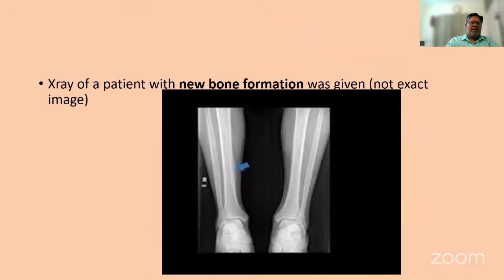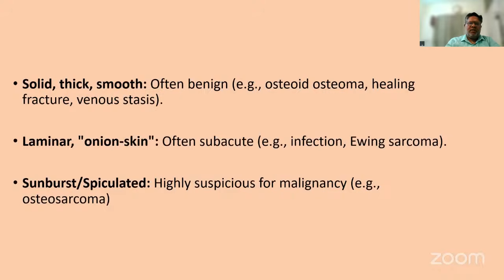This is the last question, in which an X-ray of a patient with new bone formation was given. Here you can see the new bone formation is mainly present like a subperiosteal reaction. If there is a solid, thick and smooth reaction, then it is often benign, usually osteoid osteoma or healing fracture or venous stasis. If it is laminar with an onion skin appearance, it is often subacute and even sarcoma can be suspected. If it is a sunburst or spiculated, it is highly suspicious of malignancy.